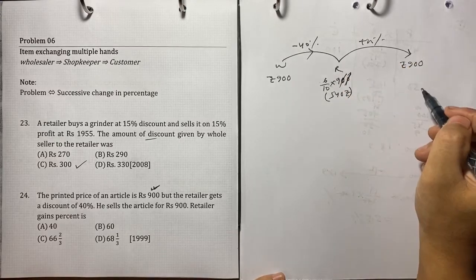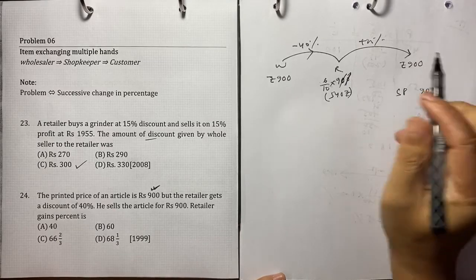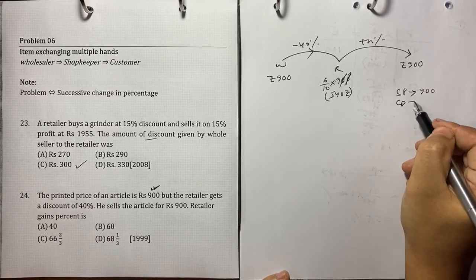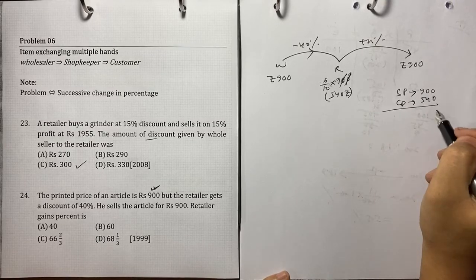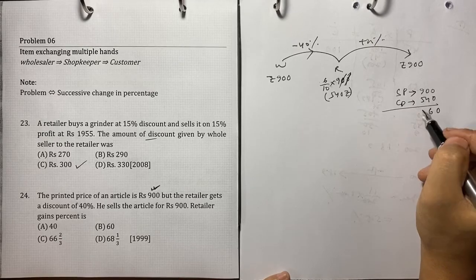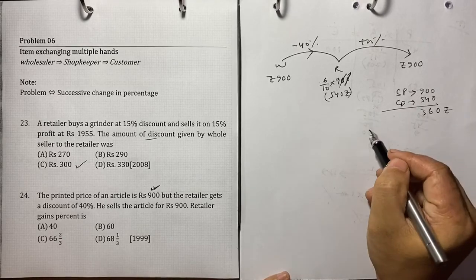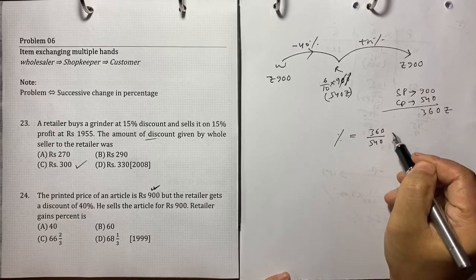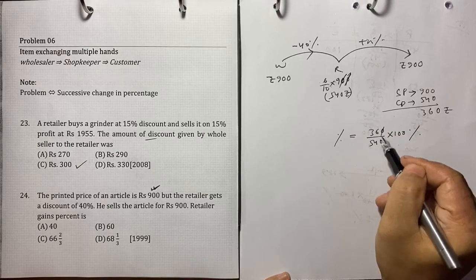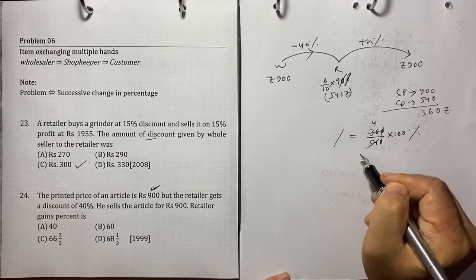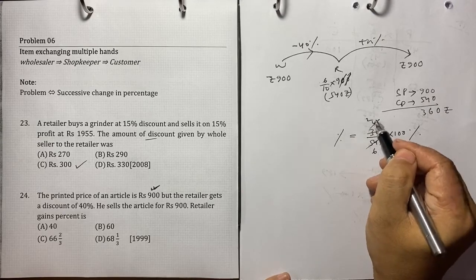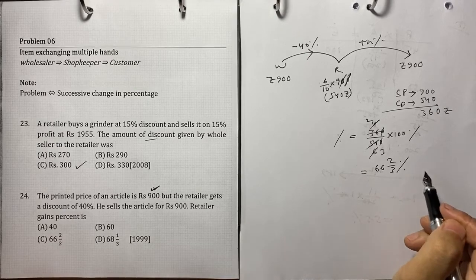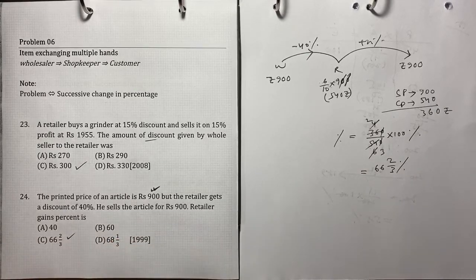Okay, x percent. 900 is the selling price and 540 is the cost price, so profit is 360. So profit percentage will be 360 divided by the cost price 540. Cancel, this will be 9, cancel 4, this will be 6, cancel 2, 3. 200 divided by 3 is 66 2 by 3%. So this will be the answer.